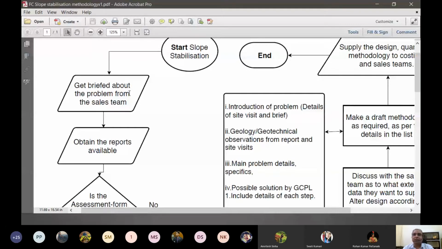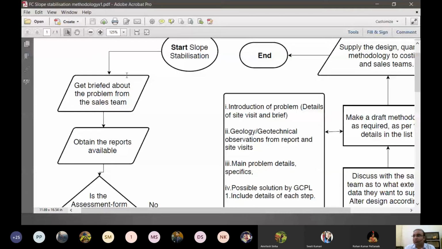The work of getting new projects, like where slope stabilization is a problem, who the client is, and what the problem is, was done by a sales team or the marketing person. So this flowchart is basically for what I used to work on as a technical manager, what my work profile required me to do.